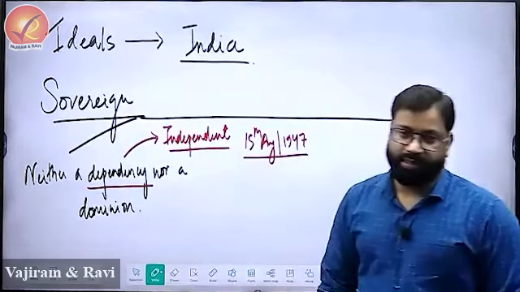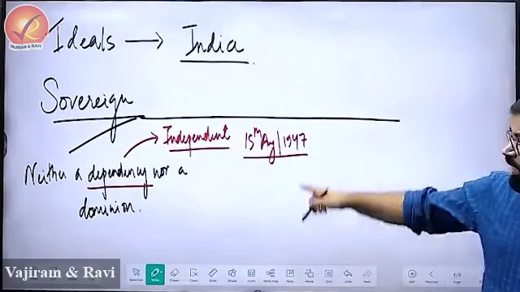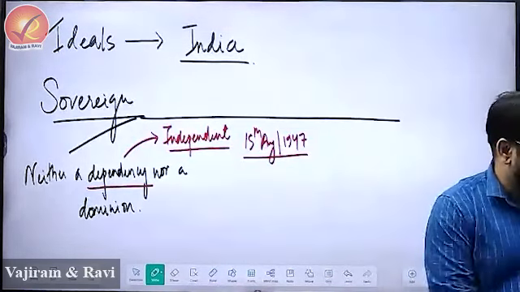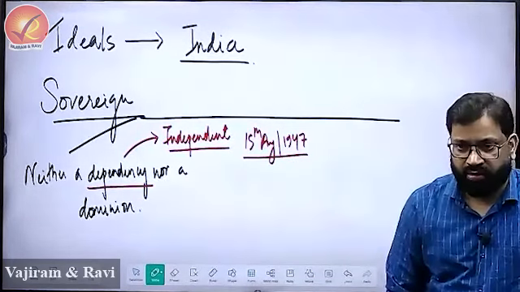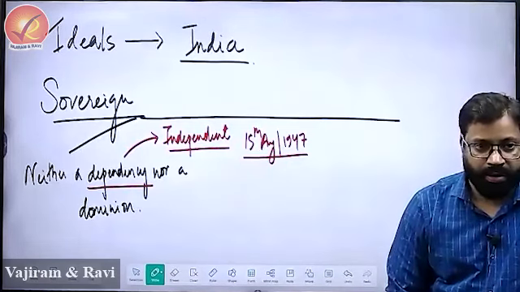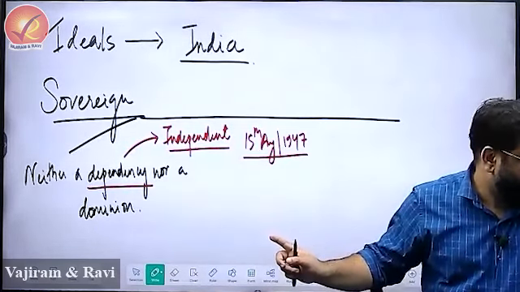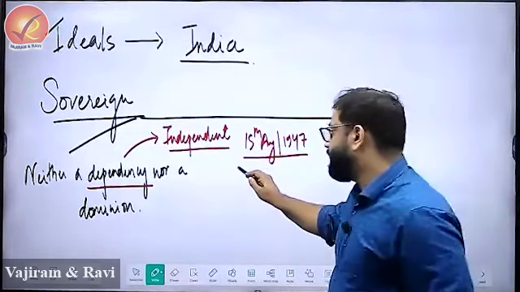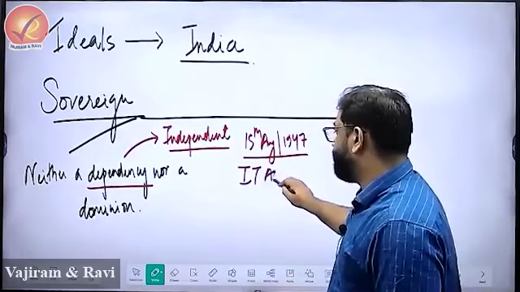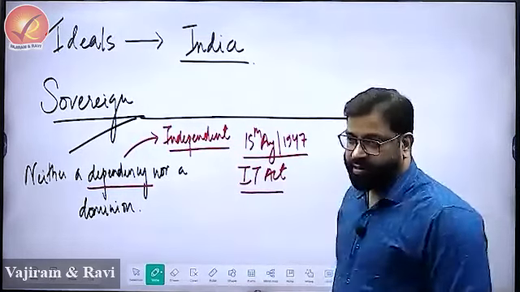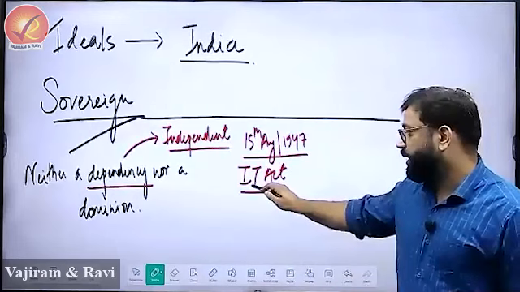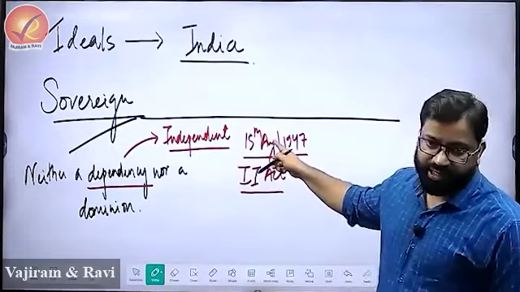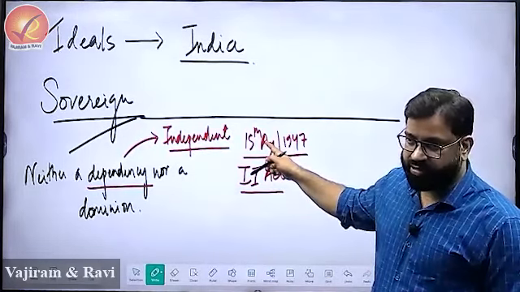15th August 1947. Now this date that I have written, is it my presumption or is it given in any law? Is there a law? Yes. What is that law? Indian Independence Act 1947. Right? By this law we got independence, which is the date 15th August 1947.